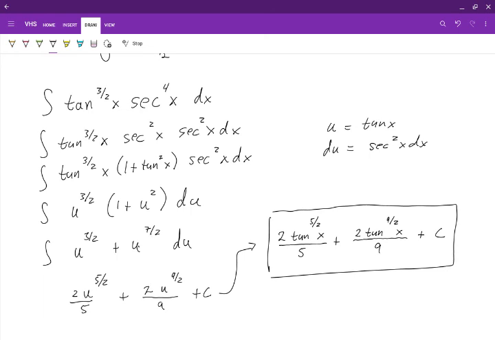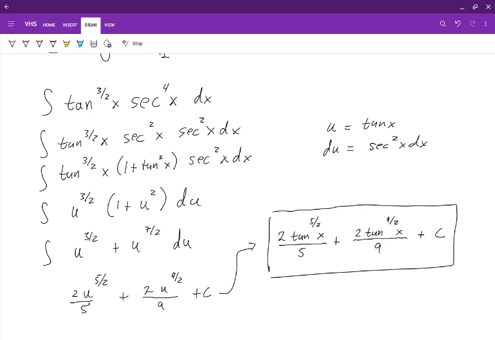And now I'm going to integrate. I'll integrate each of these terms. So take this 3/2, increase it by 1. So 3/2 plus 1 is 5/2. And then I'll divide by 5/2, or multiply by the reciprocal, or 2/5. Same thing here, 7/2 increased by 1 is 9/2. And I multiply by the reciprocal, or 2 over 9. Then I'll add my C.